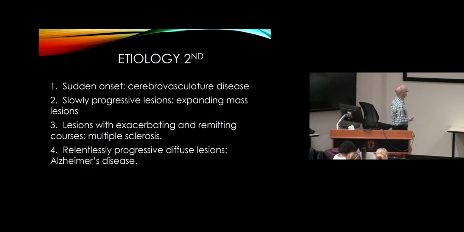Then we have relentlessly progressive diffuse lesions, and this would be our whole big category of neurodegenerative diseases, and we'll go through all of those. Alzheimer's would be kind of the classic example. It's something that affects the whole brain, and every 6 months you see the patient back, and they're getting worse as more and more of the brain is affected.